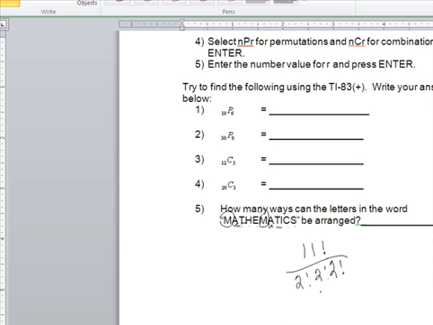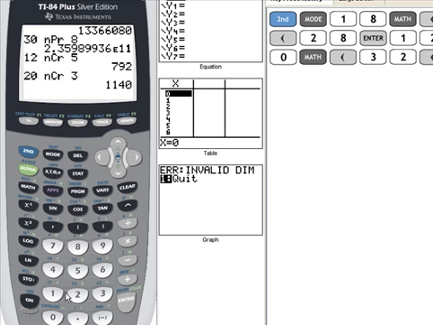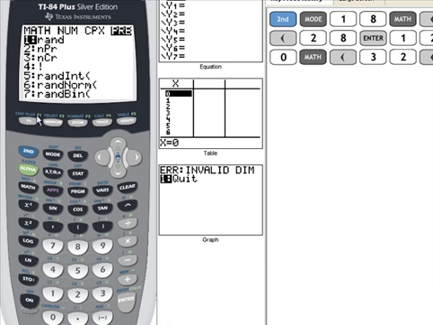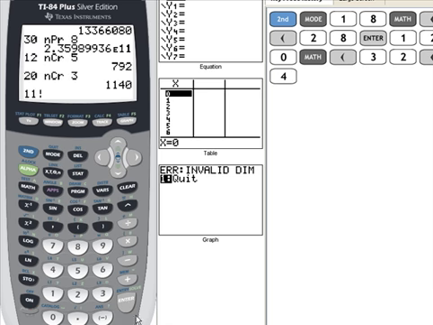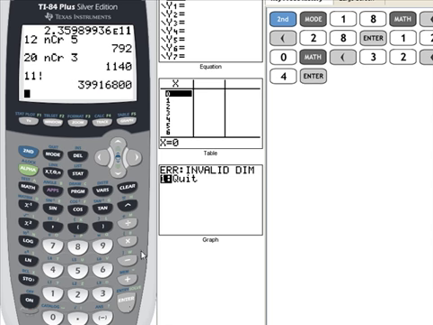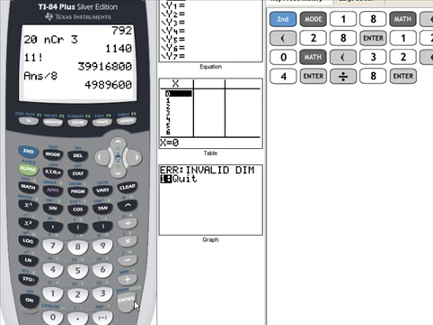So let's go to our calculator, and I'm going to go to probability. I want number 4. Get that answer. Divide it by 8. So it looks like I get 4,989,600. Okay, hopefully you have enough now to move on to the sample problems for section 4-6.